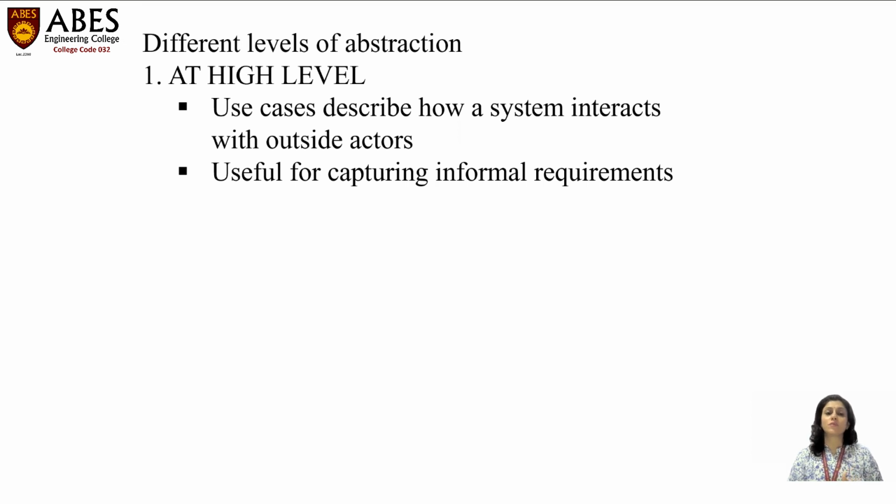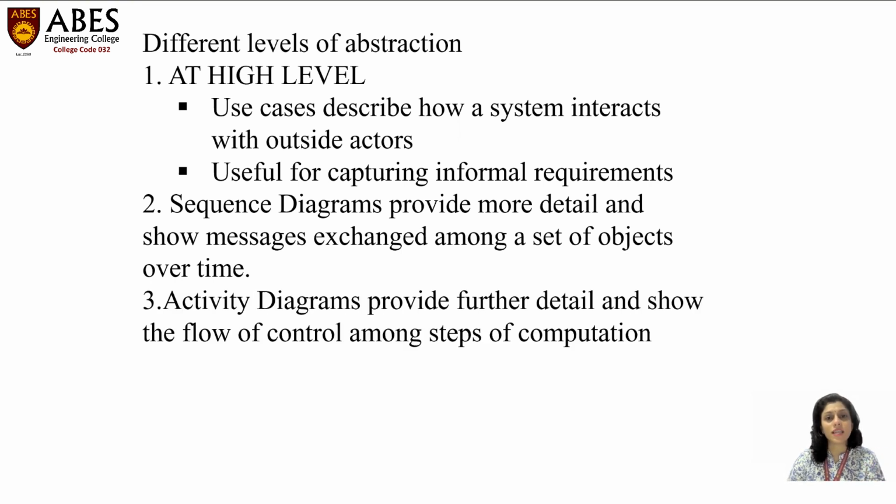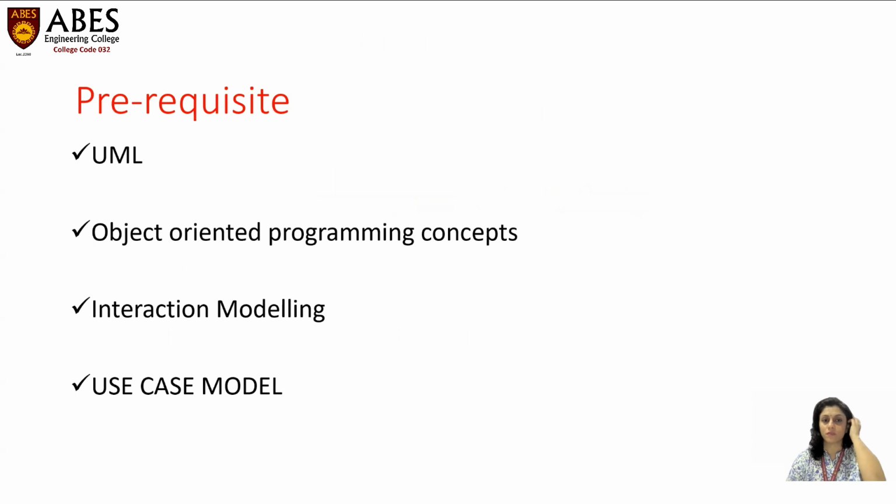The second level of abstraction is the sequence diagrams. Sequence diagrams provide more detail to the use case diagrams. So this is another level of abstraction, showing the messages exchanged between different objects, how the objects are communicating with each other, and in what sequence. If we talk about more detail, then come the activity diagrams, which further provide detail and show the flow of control among different steps of computation.